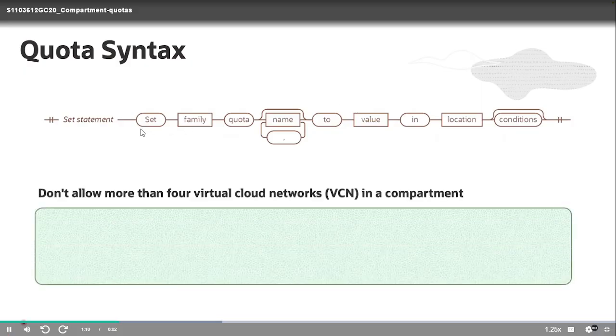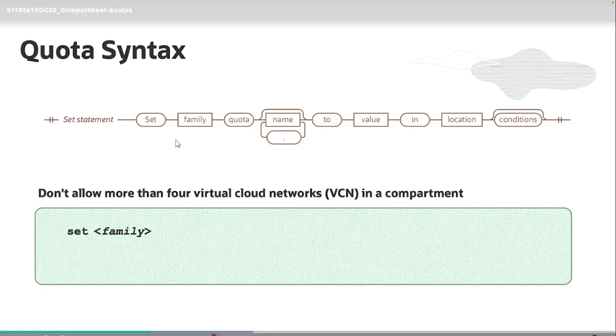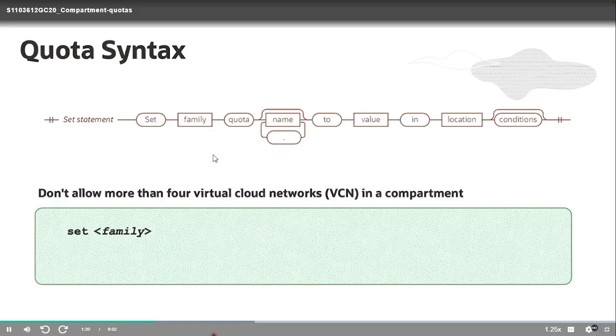Now suppose you want to set a quota policy where you want to allow only 4 virtual cloud networks to be created in your particular compartment. Let's say production compartment. So we start by using the action keyword set. After the set keyword, we define the resource family or service family on which we want to set a quota limit. There is a keyword for each resource such as compute core, object storage or VCN and so on. You can refer to the documentation to find the service family name for each resource.